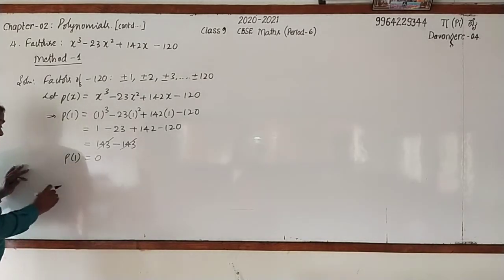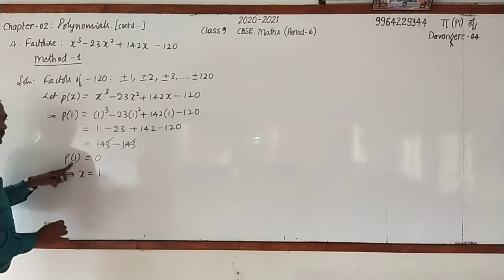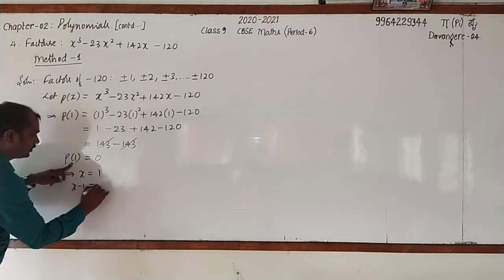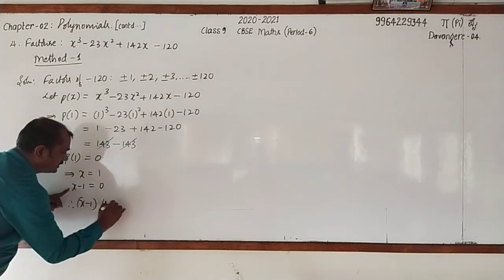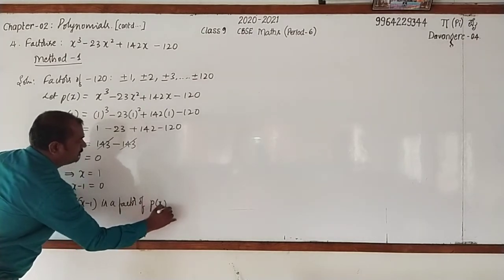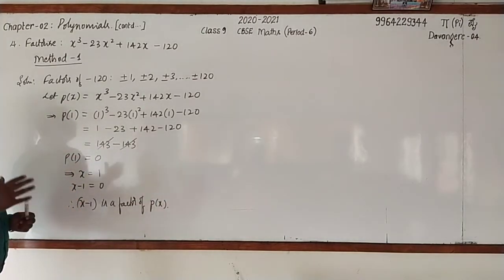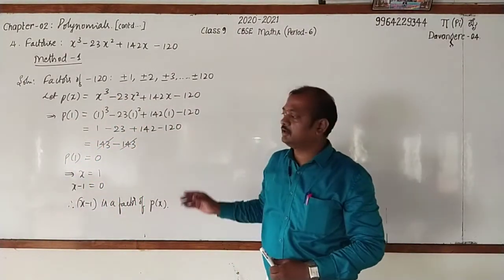Now, we can write x is equal to 1. Then x minus 1 equal to 0. Therefore, x minus 1 is a factor of what? The given polynomial p of x. We have found out one factor. Still, how many are needed? 2 more are needed. Let us go for this.